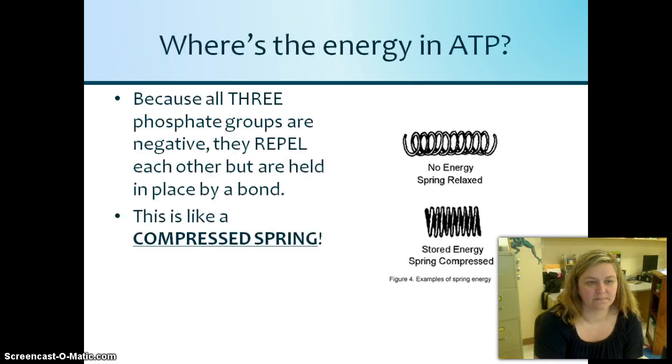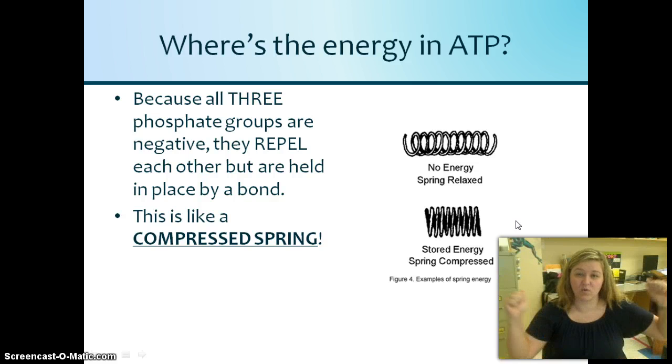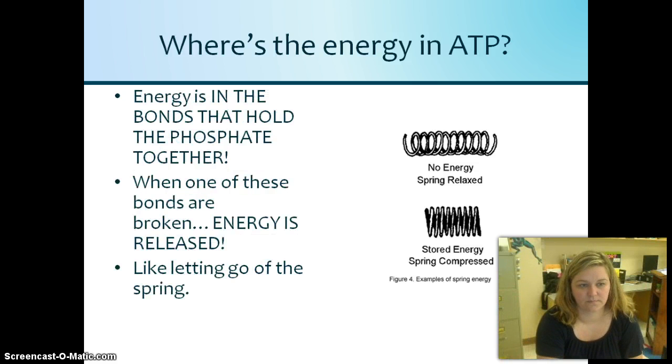in the mitochondria. Now, it's called this because it has 3 phosphate groups, but the phosphate groups are all negative, and we know that likes in science are going to repel each other. So all these phosphate groups are negative, so they're going to be repelling each other, but they're held together by this bond. That bond is going to have a lot of energy because those molecules want to push apart, but they're not allowed to. So the energy is in the bonds that hold the phosphates together. When one of those bonds is broken, the energy is released.